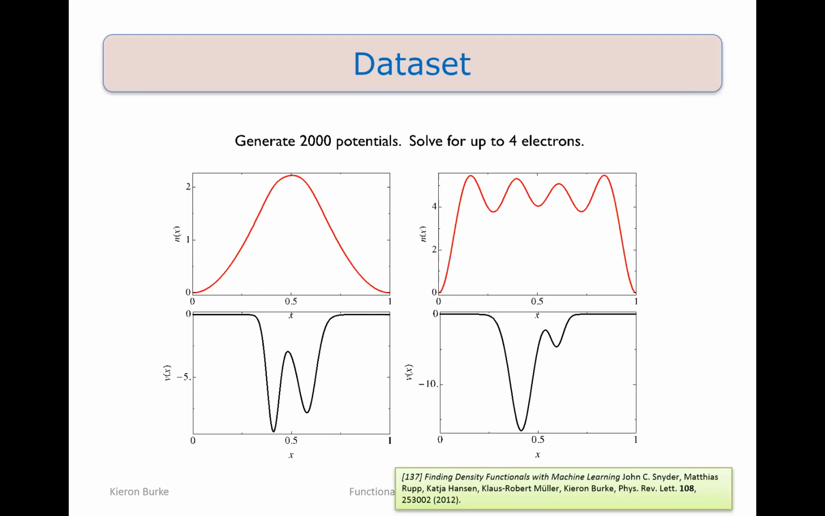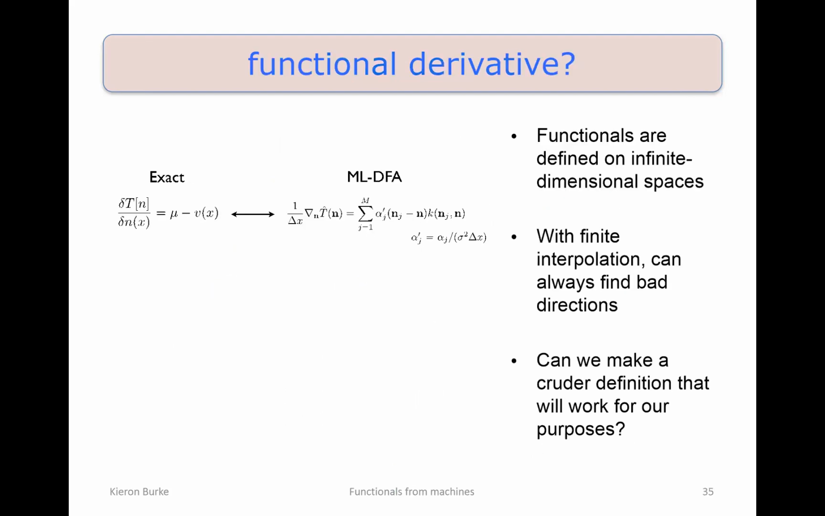Here are some examples. Here's one potential, here's another out of the 2000. This is with 4 electrons in the box, this is with 1. And so we consider the exact data, and can we make a functional that will reproduce this? We could.